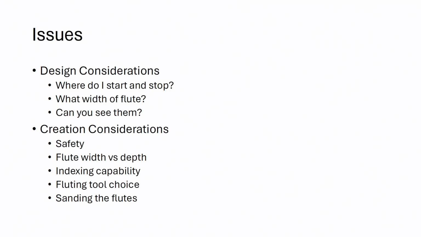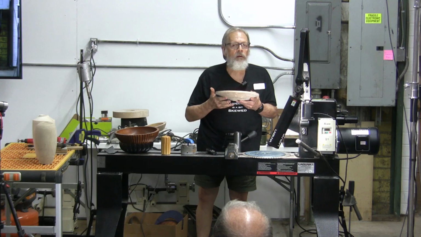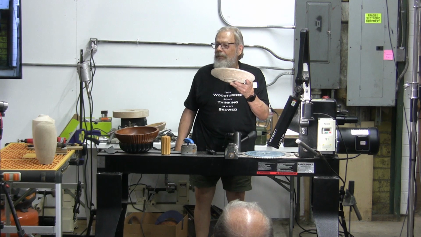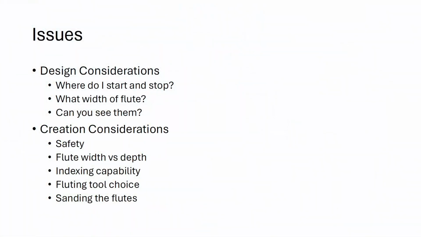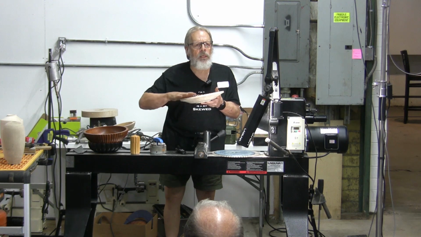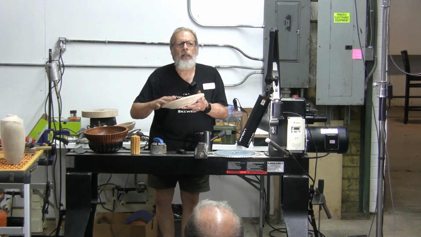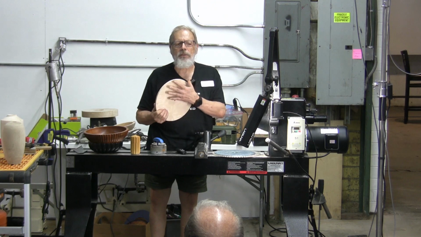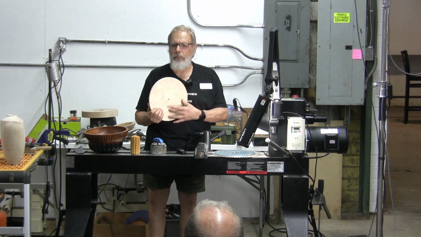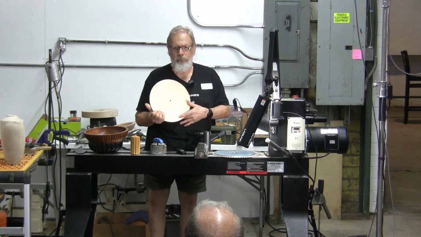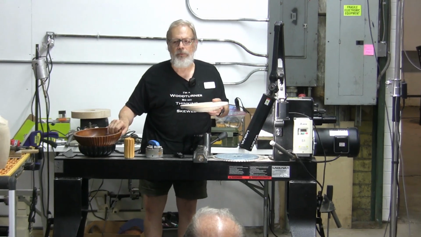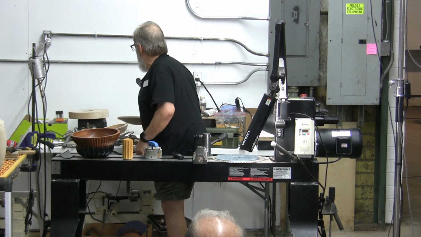if you have a shallow bowl, something like this, flutes in the bottom aren't going to help you much at all. Nobody's going to see that, all right? So if you're going to do a shallow bowl and you want to put flutes in it, then you've got to design it so that you create a wide rim along the top and you flute the rim, as opposed to fluting the side.